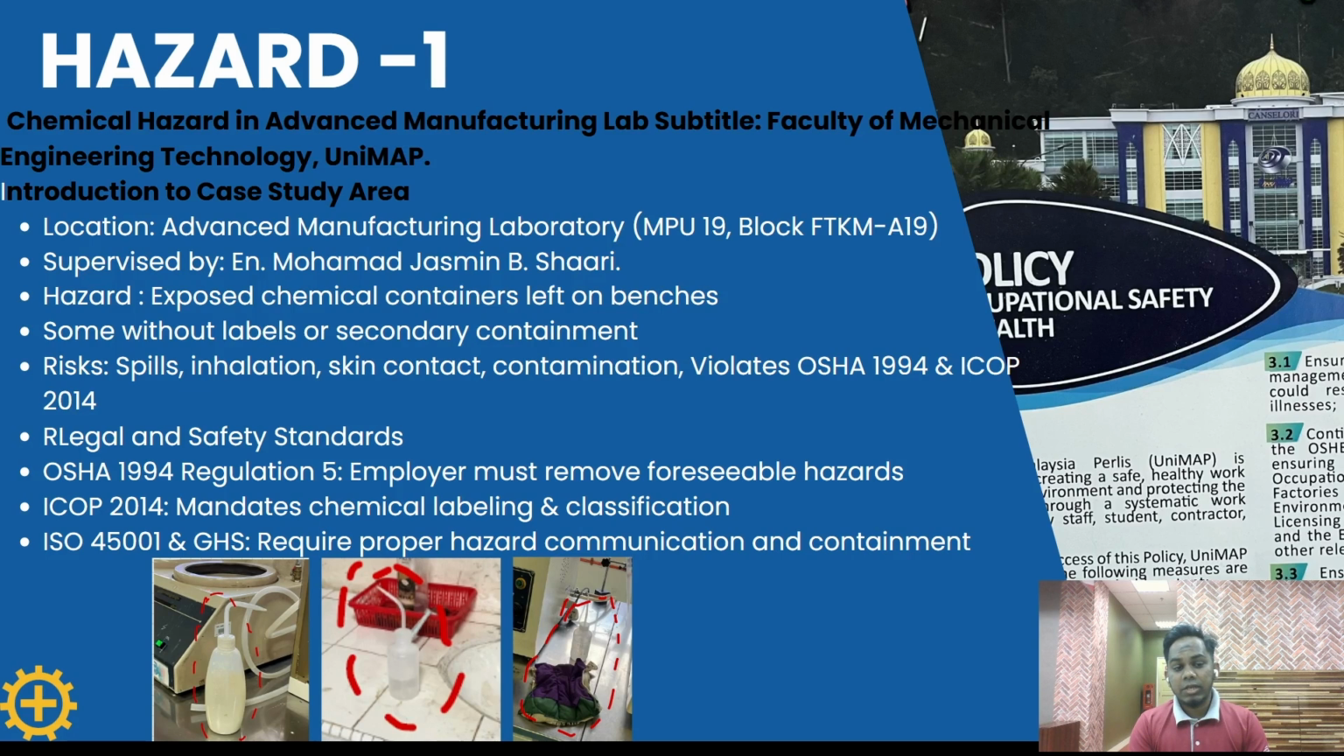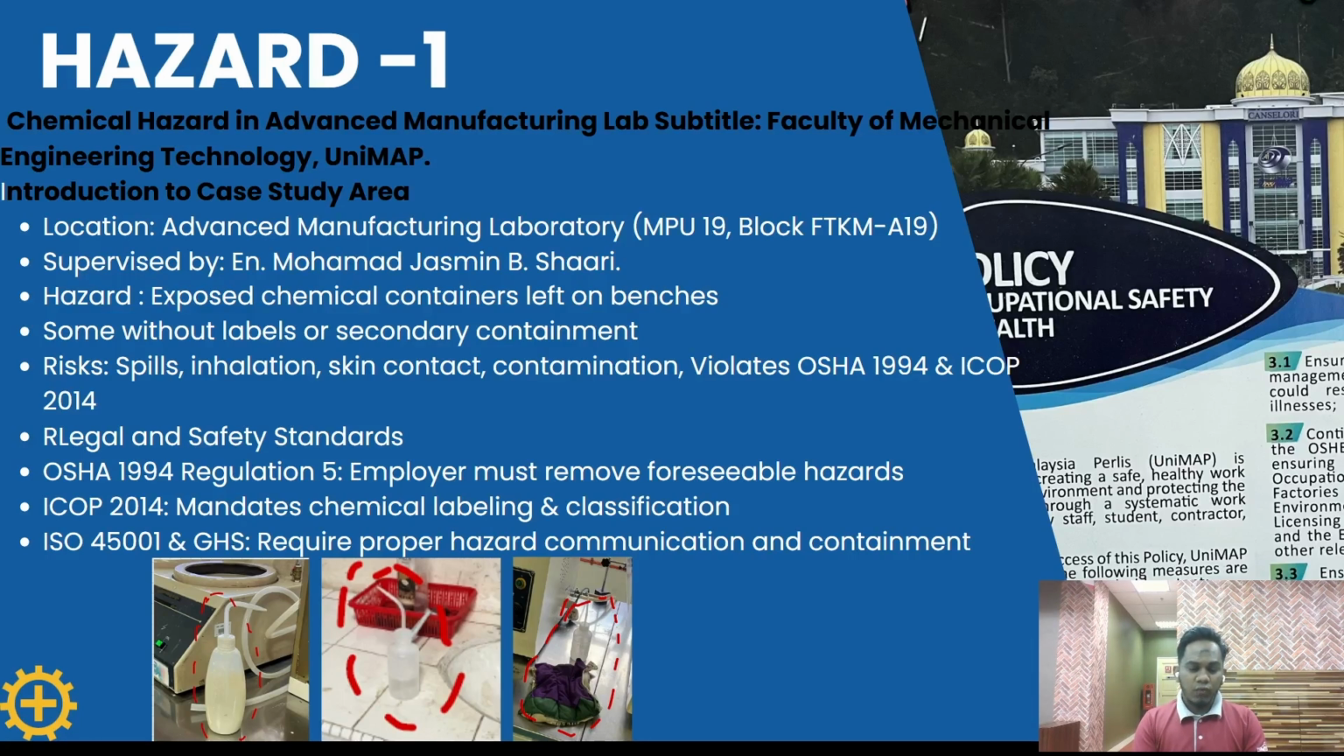Today I will present about hazard one, which is a chemical hazard identified in the advanced manufacturing lab, located at the MPU 19 block FTKM A19. During the inspection, we found several exposed chemical containers left openly on the bench, with some missing labels and secondary containment. This poses multiple risks such as a spill, skin contact, and environmental contamination.